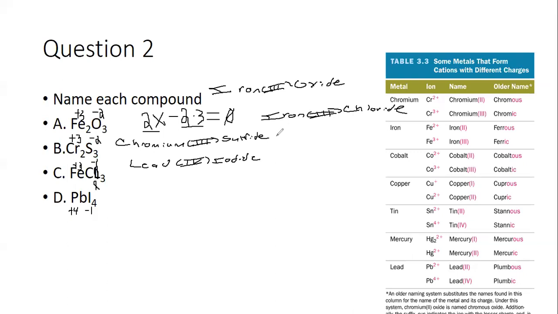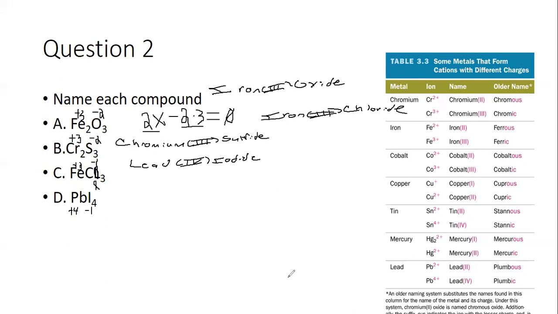You thought iron had a +3 charge already? Iron can have a +3 or a +2. So we have to figure out what it is. Iron is not set, so we have to say what it is. Yep, so that's lead 4. Yep, IV. Yeah, for all metals that have more than one charge.